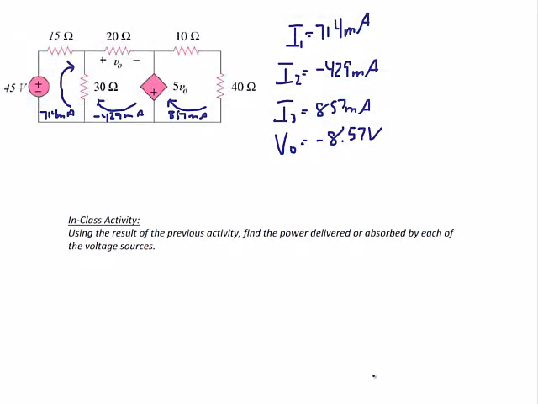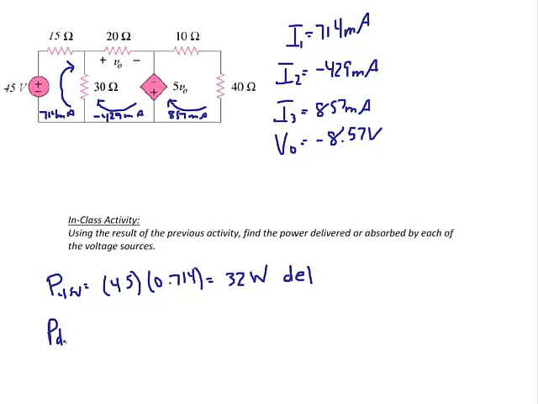Okay, let's do the last problem in today's lecture. We're going to find the power associated with the 45 volt source and the dependent source. We'll do the 45 volt source first. So the power for the 45 volt source is going to be 45 times the current through that source, which is 0.714, which is equal to 32 watts. Since the current flows from the negative to the positive, it's going to be delivered.